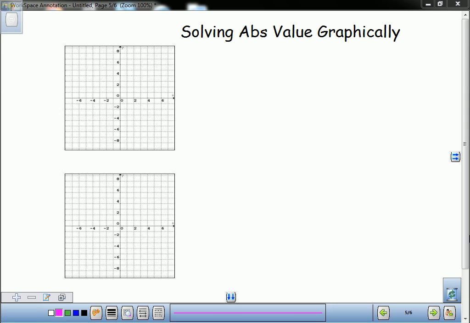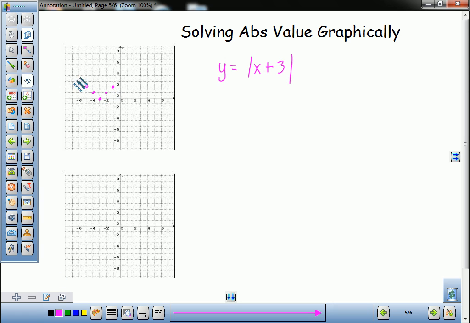Okay, so today we're going to look at two different ways to solve absolute value functions. The first way is going to be graphically, because we know how to graph now. So if we have the equation y equals the absolute value of x plus 3, to graph it, we'd shift left 3, and then we do a positive 1 slope on the right and negative 1 slope on the left, and we'd have this function. So it would look like this.